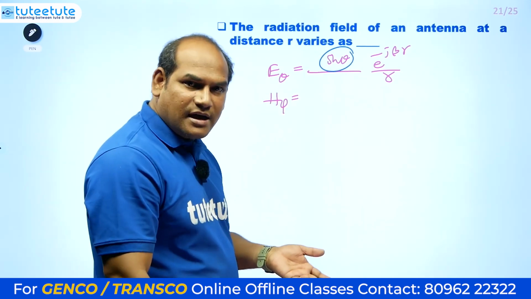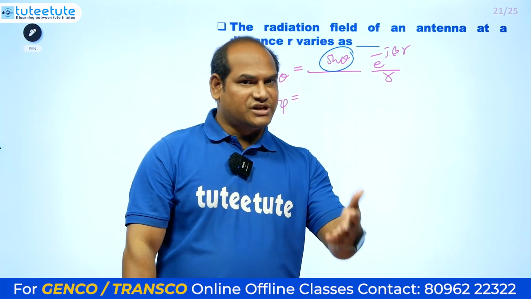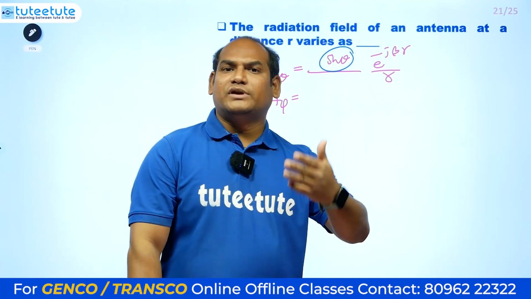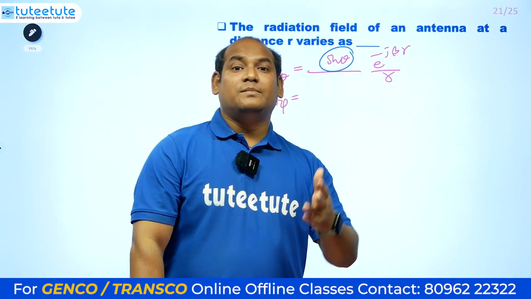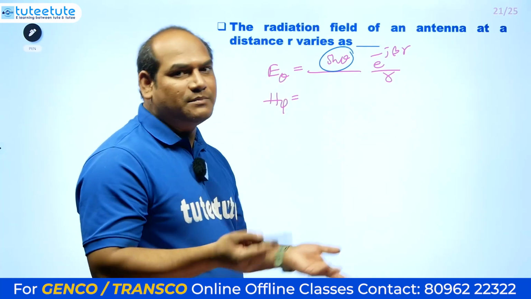Somewhere you will get sin theta, somewhere you may get cos of pi by 2 cos theta by sin theta. If you take a Hertzian dipole, sin theta will be there. If you take a half wavelength dipole, you will have cos of pi by 2 cos theta by sin theta. Like that, the radiation pattern shape will change.